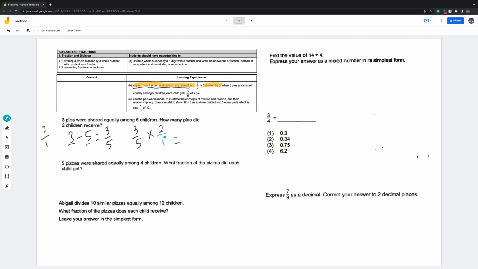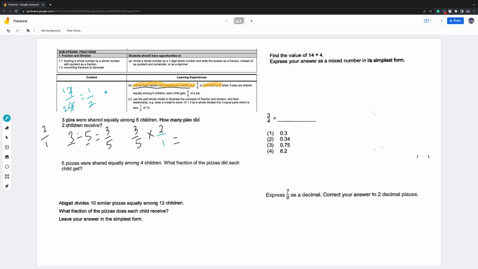Now a lot of students make a mistake in simplification where they think only numerators and denominators from the same fraction can be simplified. For example, if you have 2 over 4, then you can simplify this 2. They divide by 2 and you get 1/2. But know that as long as you have a numerator and a denominator, you can simplify the fraction.